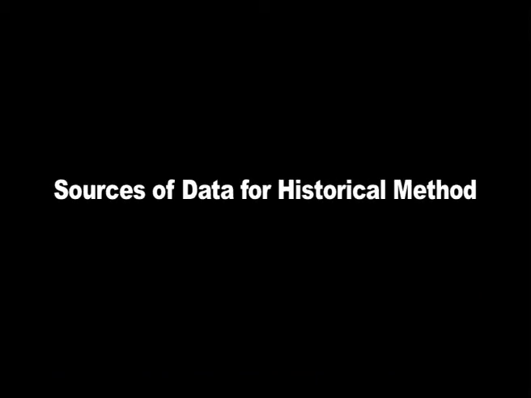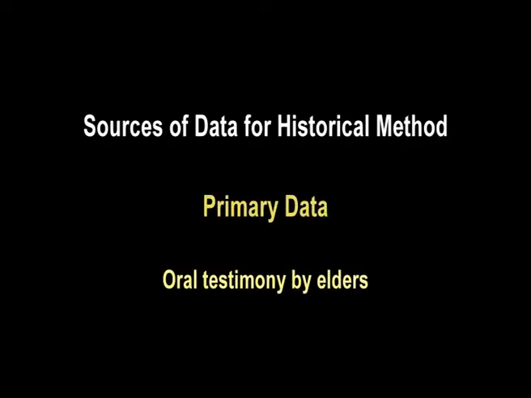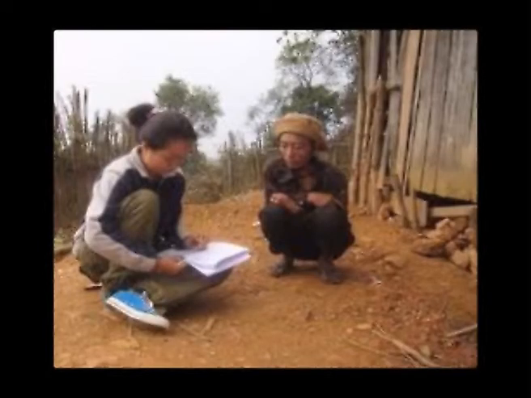Sources of data for historical method. Obtaining the best data available to solve a problem is an initial and important task of a historical researcher. The sources of data for historical research consist of primary data and secondary data. Primary data, oral testimony by elders. These are spoken accounts of a witness or participant in an event.